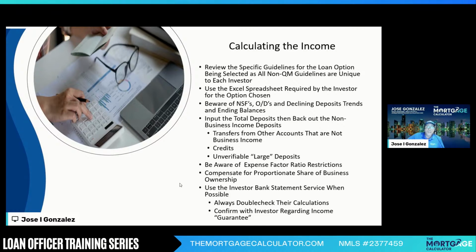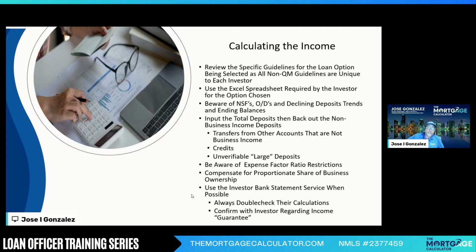Make sure you compensate when you're doing your calculations for the proportionate share of business ownership. So besides the profit margin, right? Let's say they're at an 80% profit margin because they have a 20% expense factor. But then you also have to calculate, are they 100% owner of the business, or are they 50% owner, 60% or whatever percentage? In most cases, 25% is the minimum ownership percentage that you can have to be able to use business bank statements or bank statements in general to qualify.